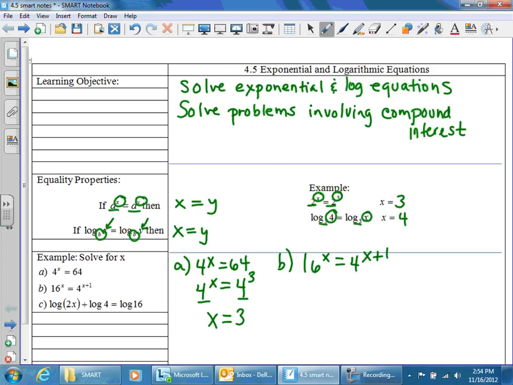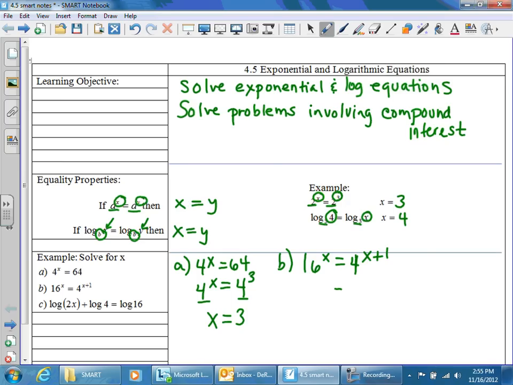So now I need to make these into the same base. And some of you guys are thinking, oh, I know, 4 squared is 16. This is wrong. Do not do this. Because now you've taken 4 and made it 4 squared. That is mathematically incorrect. You need to make something that is equivalent. So don't think that you can just throw in anything you want. You have to still make it a mathematically correct statement.